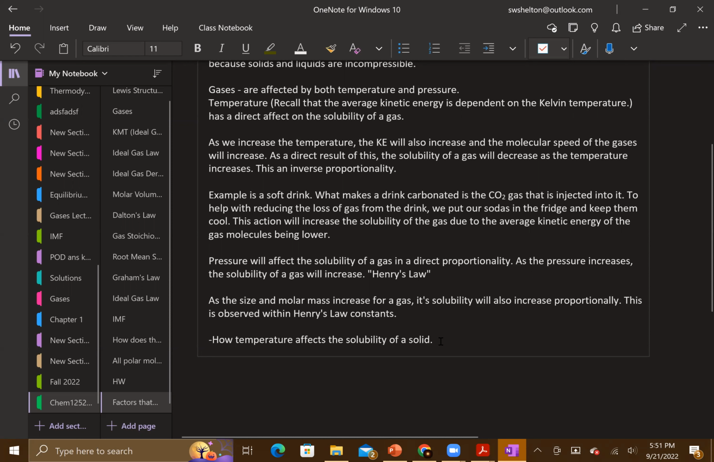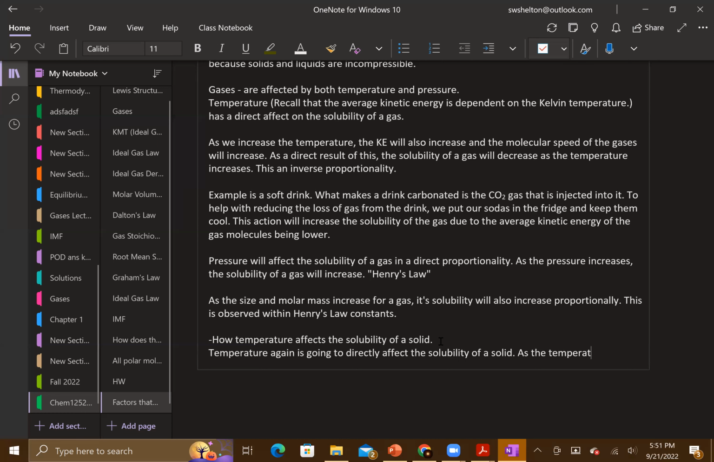All right, so how temperature affects the solubility of a solid. Temperature is going to directly affect the solubility of a solid. As the temperature increases, so does the solubility of the solid. Each individual solid, however, will have a different solubility curve. That's where we're going to get to, understanding how the solubility curve works.